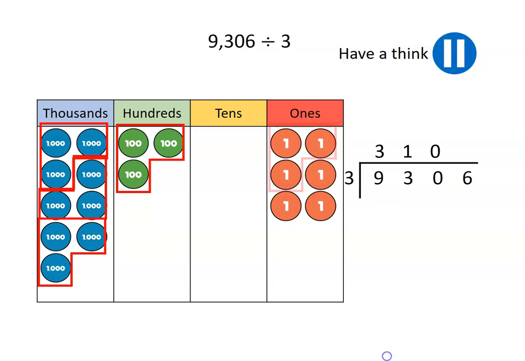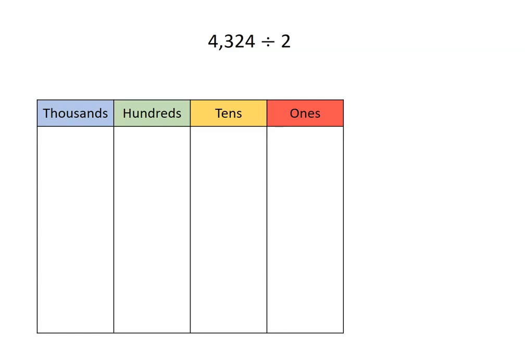Now let's have a look at our ones. How many groups of 3 can we make? There we go, 2 groups of 3. So we pop that on the end. So the answer to our calculation, 9,306 divided by 3, is 3,102. But really important to put that 0 as a placeholder in there. So here's another one for you.